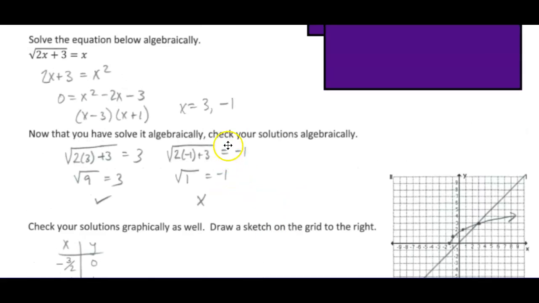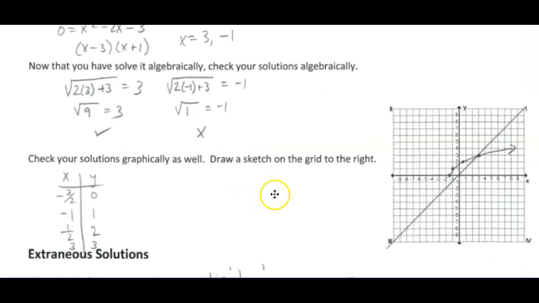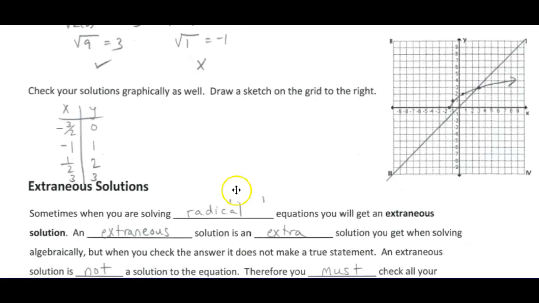So we can see it algebraically by plugging it in and not getting an answer. We can see it graphically because it's only half of a parabola and doesn't have a second intersection.